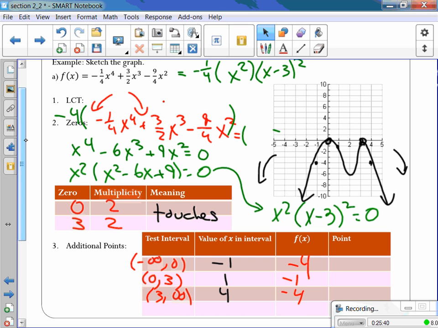When determining if it crosses or touches, how do we know if it crosses or touches? Even or odd multiplicity. Even multiplicity touches. Odd multiplicity crosses.